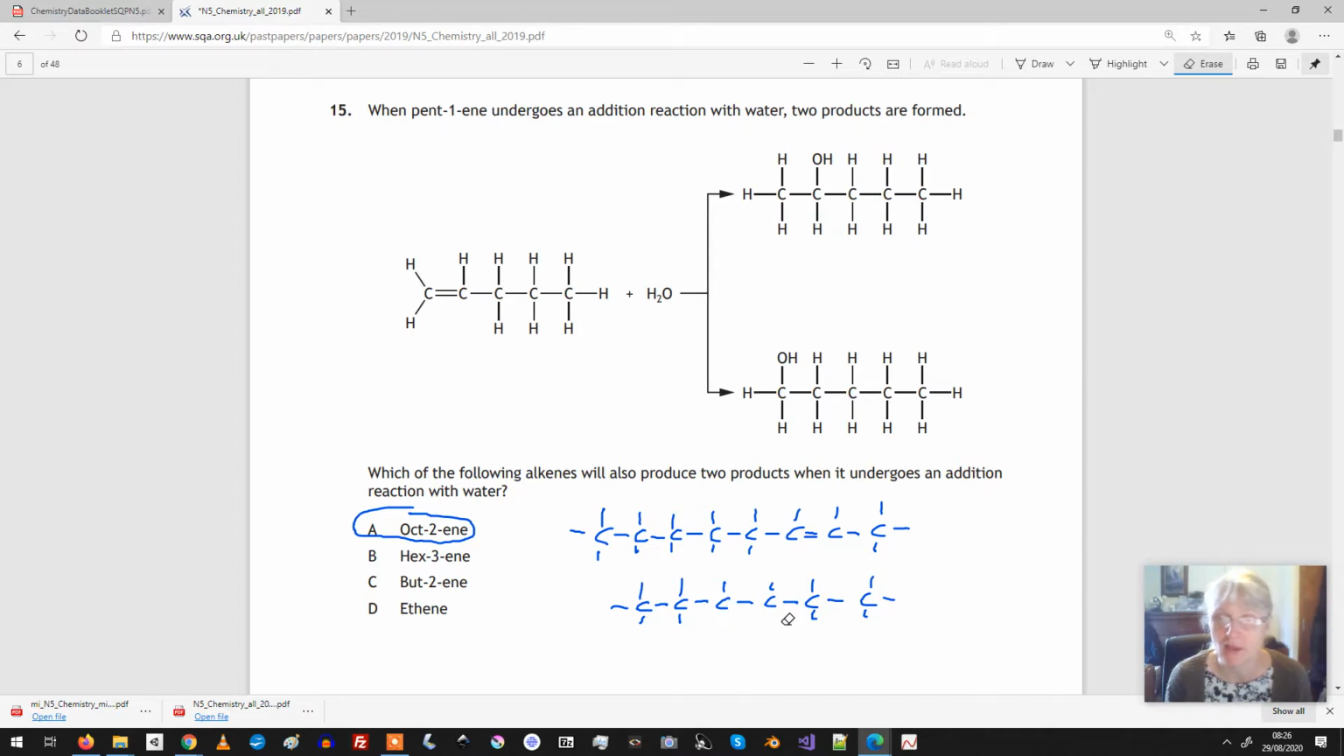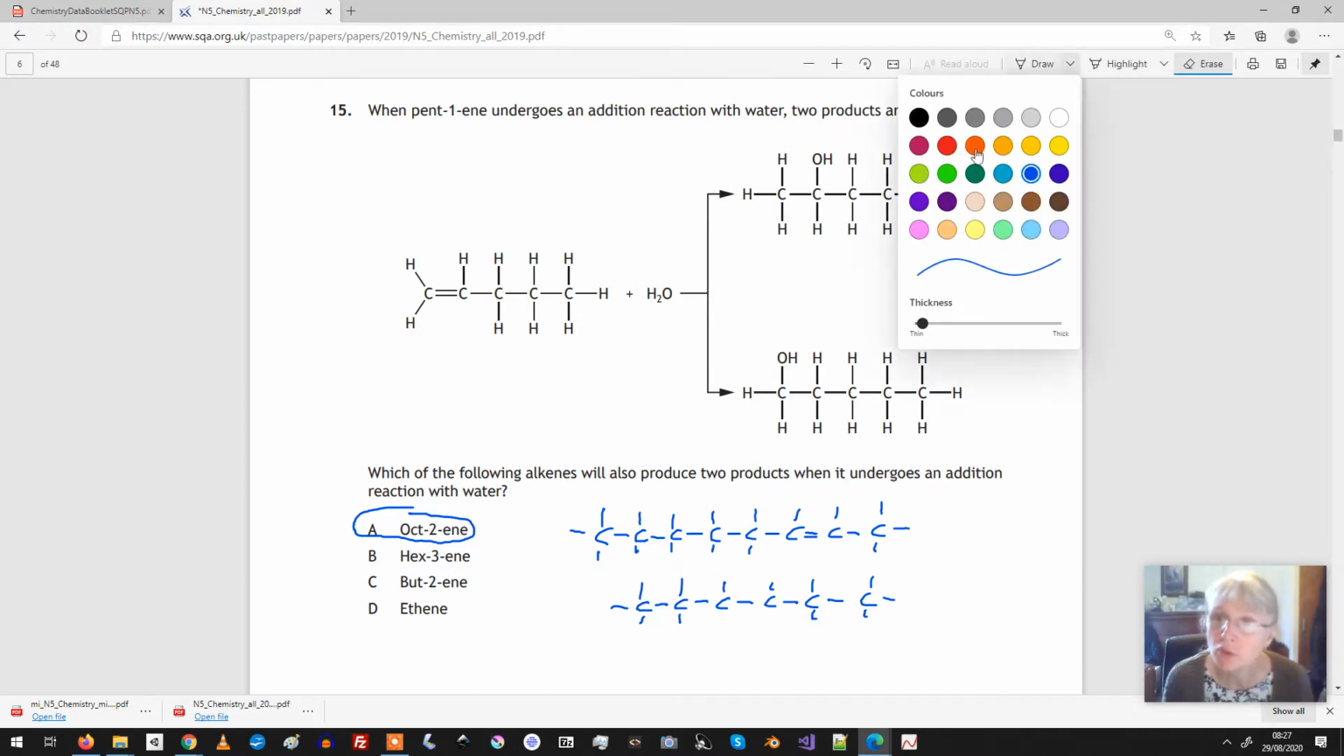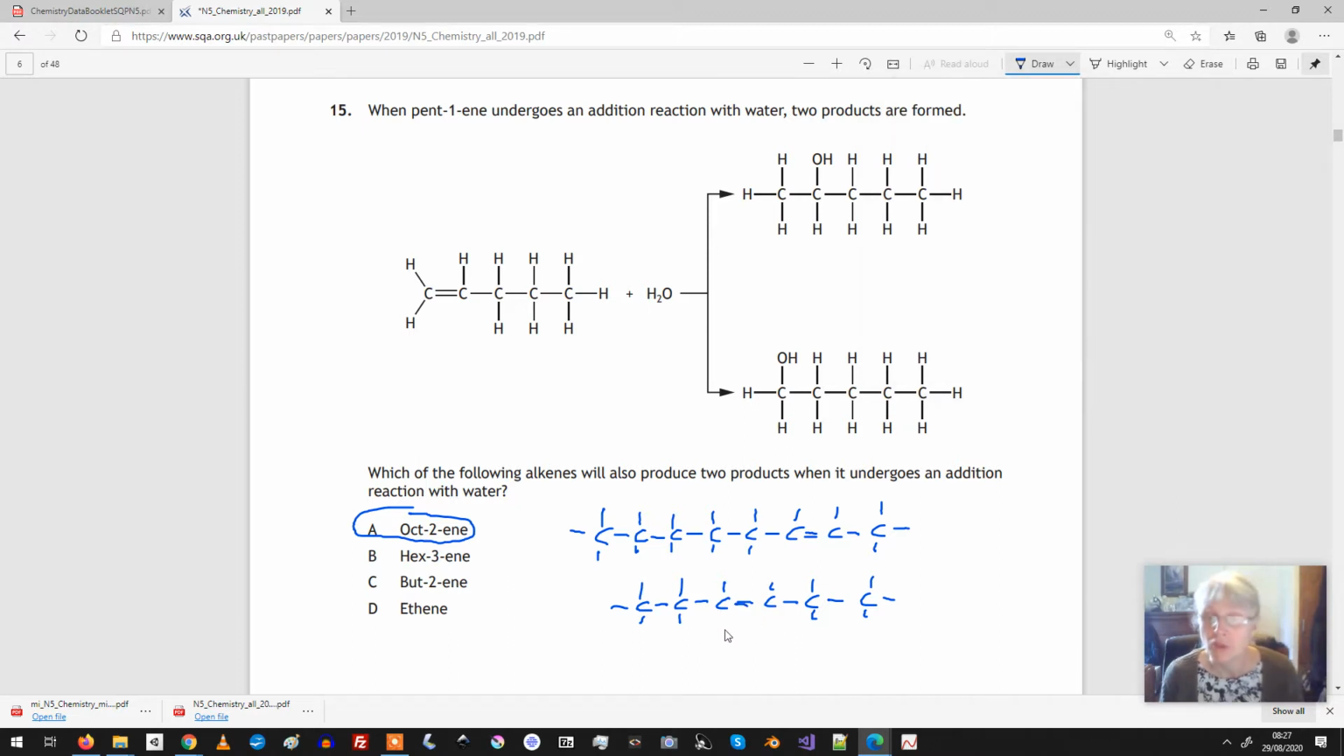Because I should put the double bond back in, because the double bond is in the middle. And but-2-ene, that's another one where the double bond is in the middle. And ethene, double bond in the middle.